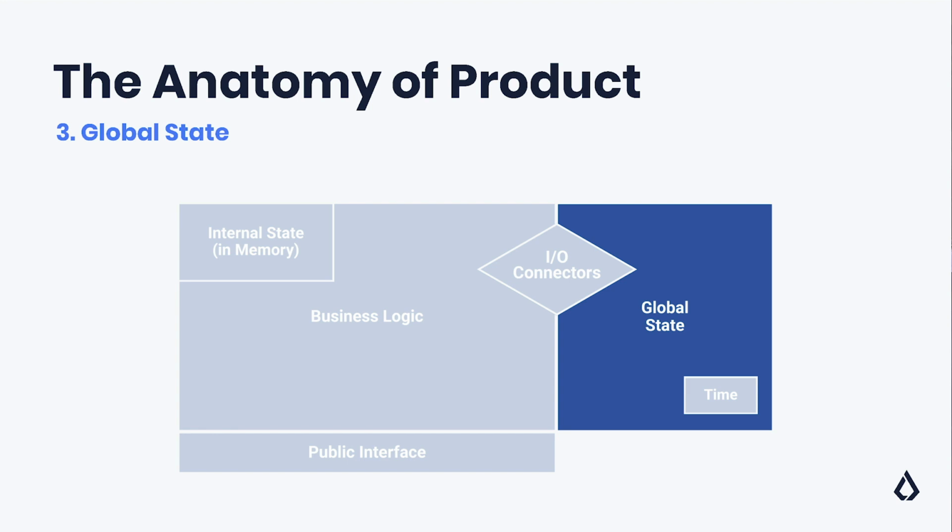And the global state is any information that we store outside of the business logic. It can be a database, it can be a file, it could be coming from a web server. And business logic doesn't have control over the global state. That's why we have to check the integrity of the information that we are getting into our business logic. And please notice time is part of the global state. Business logic cannot change time.